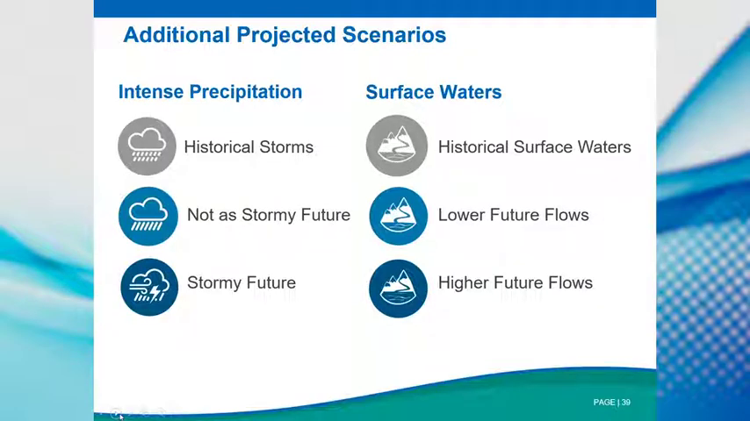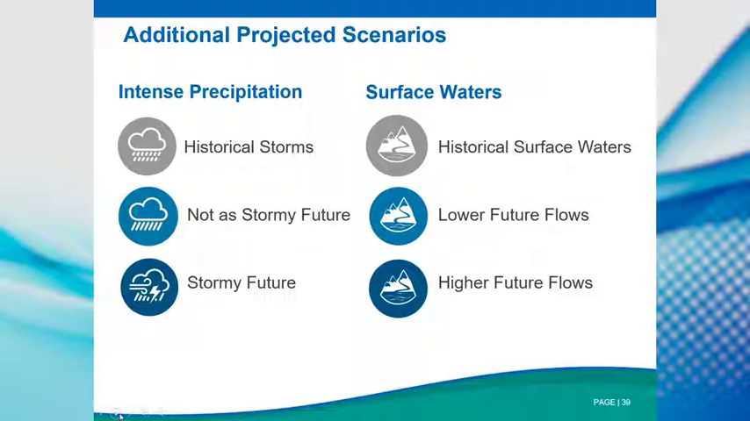On the right side, you've got what's called surface water. If that's a big concern to you, for example, for flooding or water supply management, you can look at historical surface water. This is based on observed measurements. There's no change in future conditions. But let's say lower future flows is a big issue for you. If surface water is your main source, based on the models with the lowest projections of stream flow relative to historical conditions, you would select lower future flows.